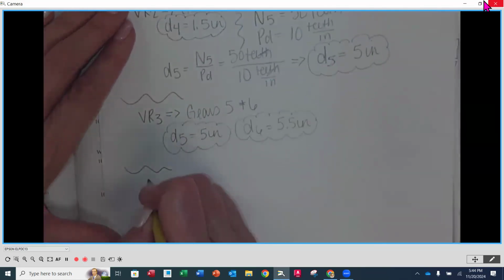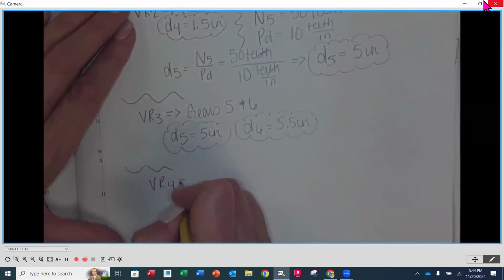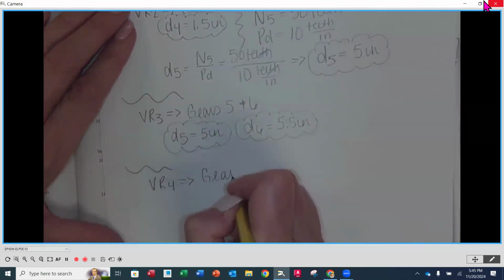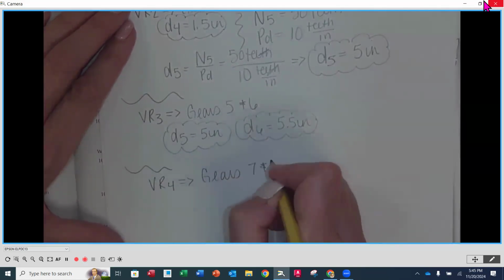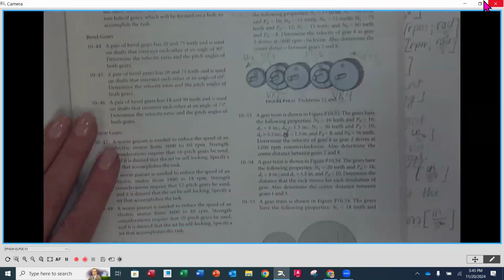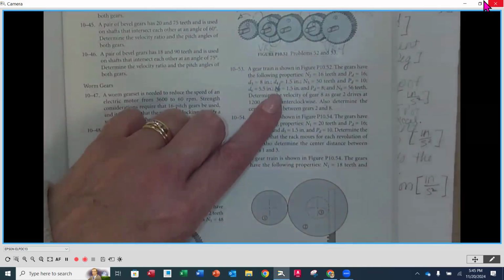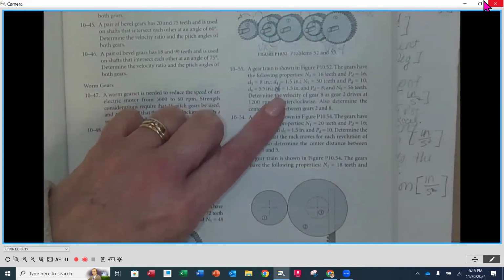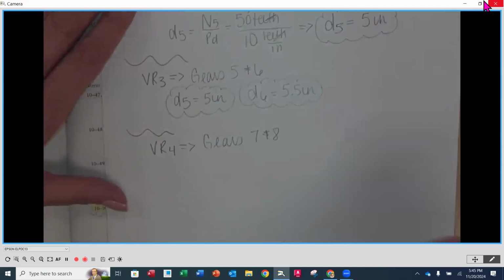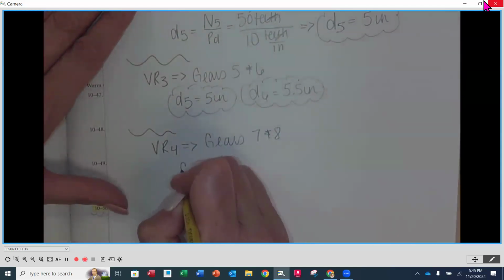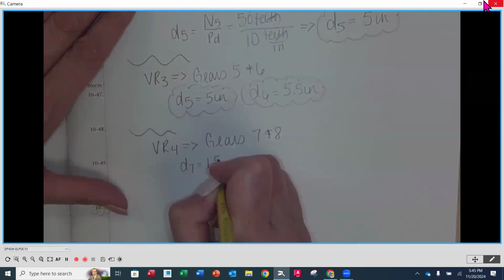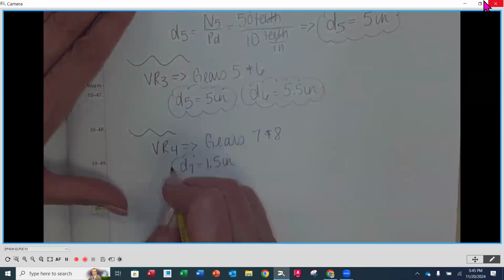And then our last velocity ratio is going to be number 4, and that's going to be gears 7 and 8. Now, for gear number 7, they have N7 is equal to 1.5 inches. That should be D7, the pitch diameter of 7 is 1.5. That's a typo in the book. So D7 is equal to 1.5 inches. So that one's done.